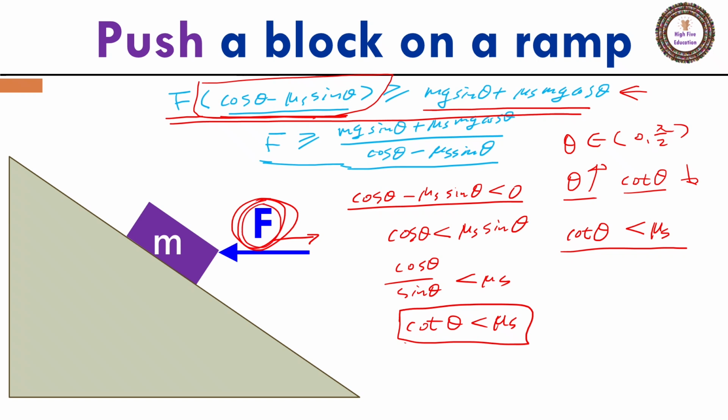This is kind of like a self-locking system. And if you consider the extreme situation, when theta equals 90 degrees, that basically means the ramp becomes a vertical wall. So your block is here. In this case, it does not matter how large a horizontal force is, the block will not move up.